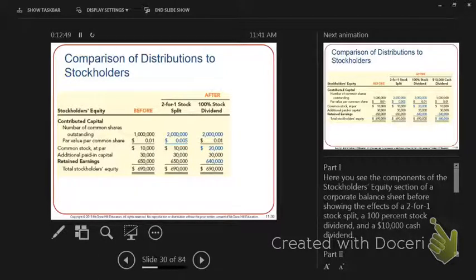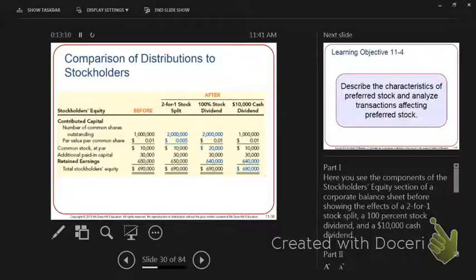Notice our common stock is now worth 20 million and our retained earnings went down by 10. So that's my funny money I told you about. We moved it from retained earnings to common stock. So common stock went up, retained earnings went down. So the disadvantage of this is we did lose $10 million out of our retained earnings.